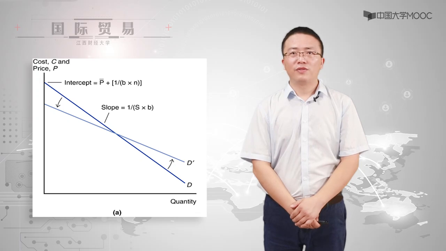A direct effect of increased market size S flattens the demand curve, lowering its slope and leaving the intercept unchanged. This generates an outward rotation of the demand curve. Combining these two effects, we obtain the new demand curve D prime, which has a lower vertical intercept and is flatter than the original demand curve D.